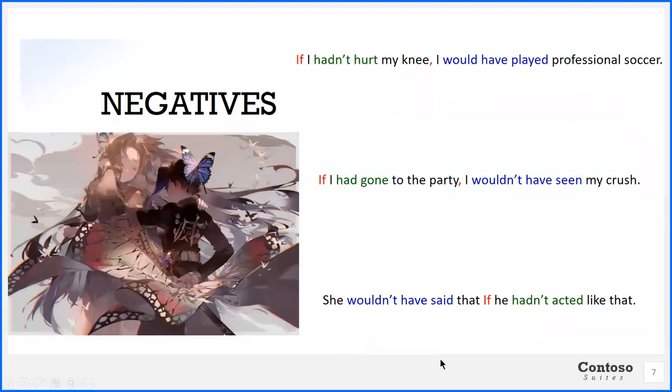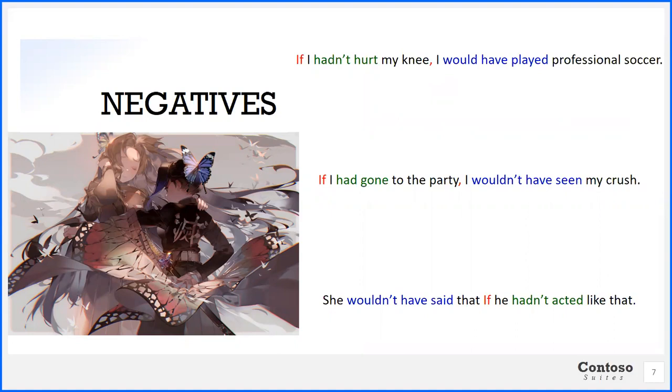In this case, we have negatives. A lot of people sometimes think to themselves, can we make negative sentences with conditionals? And the answer to that is yes, you can. We have a very common example that we use in our Mexican culture, which is: if I hadn't hurt my knee, I would have played professional soccer.